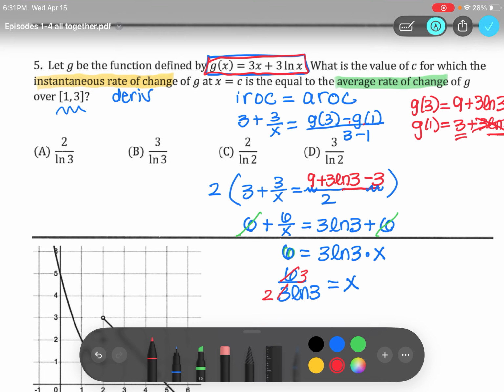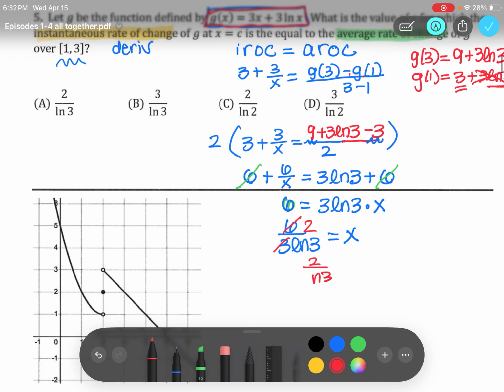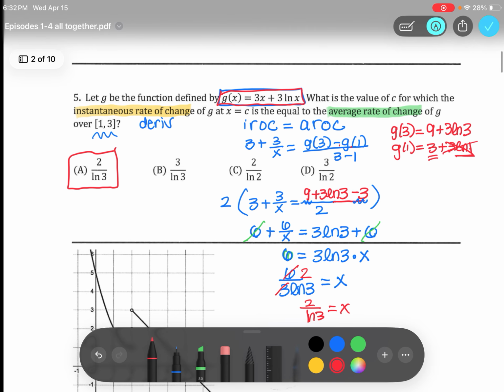Oh, I take that back. That's not what that reduces to. Sorry, guys. 6 divided by 3 is 2. My answer is going to be 2 over ln 3, which is answer choice A. We finally got it there.